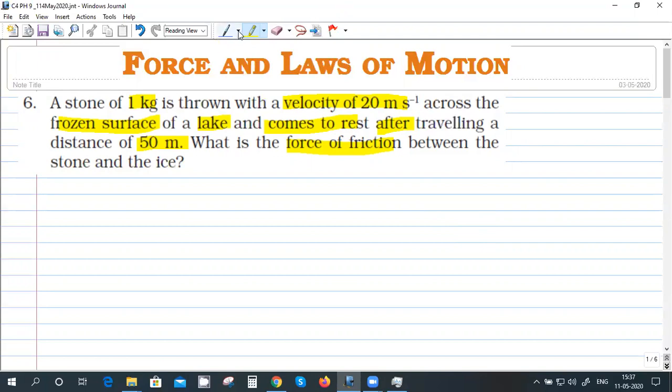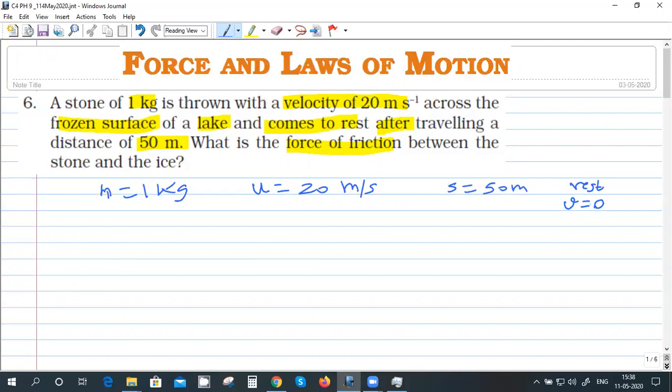Let's paraphrase the problem. 1 kg stone. You just write in your paper whatever you want. I'm going to get a different pen. The mass is 1 kg and it is thrown with a velocity of 20 meters per second. So we can put U, because U stands for initial velocity. So U is 20, and it travels a distance of 50 meters and the velocity becomes 0.